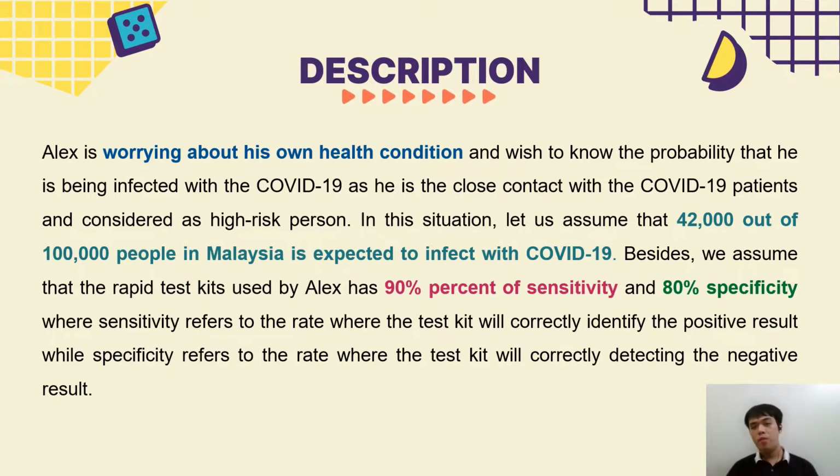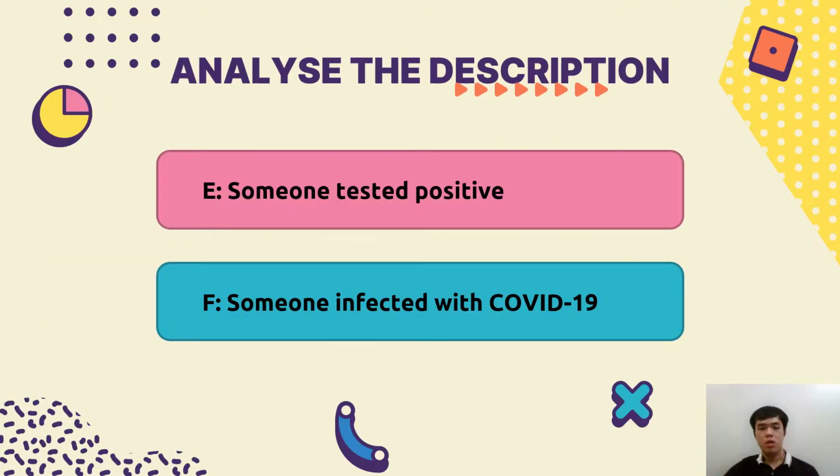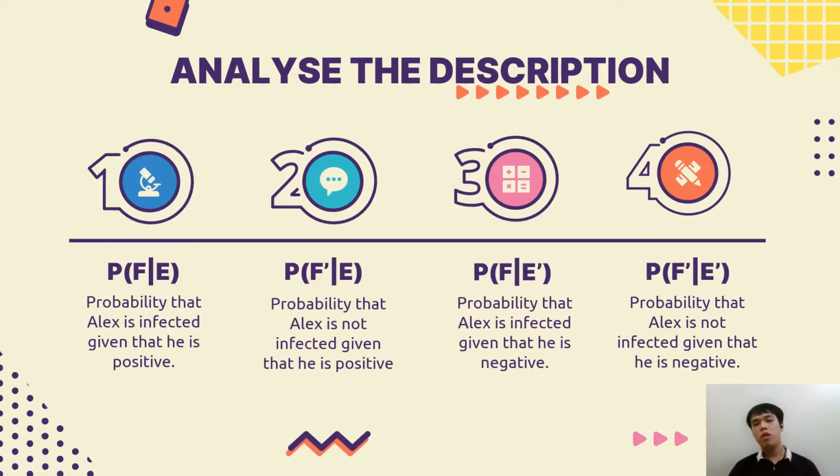Based on the information provided, we found that 42,000 out of 100,000 people in Malaysia are expected to be infected with COVID-19. At the same time, the second information provided is that the test kit used by Alex has 90% sensitivity and also 80% specificity. So now we will let E be someone that tested positive, while we let F be someone that is infected with COVID-19. Later we will be looking at four scenarios, where the first scenario will be the probability of Alex being infected given that he is positive.